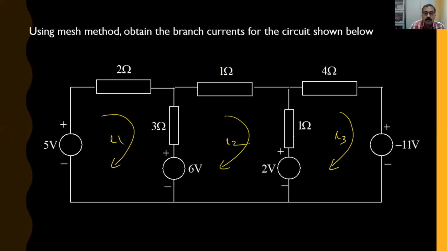What will be the branch current through the 1 ohm? It will be either I2 minus I3 or I3 minus I2. What will be the current through this voltage source? It will be I3. So if the assumed current direction happens to be in the same direction as the actual current, then you will get a positive answer. Otherwise, your answer will be negative. Right? So try to find the branch currents.